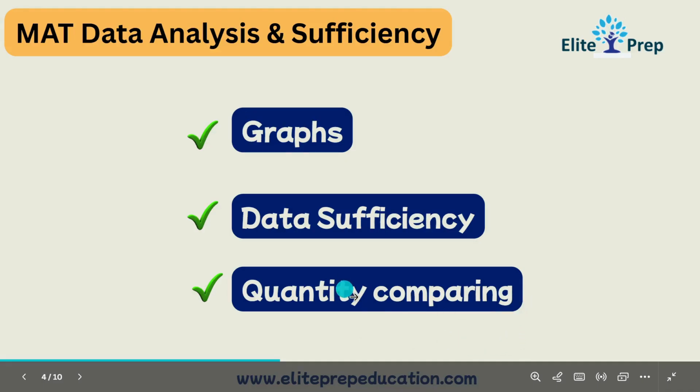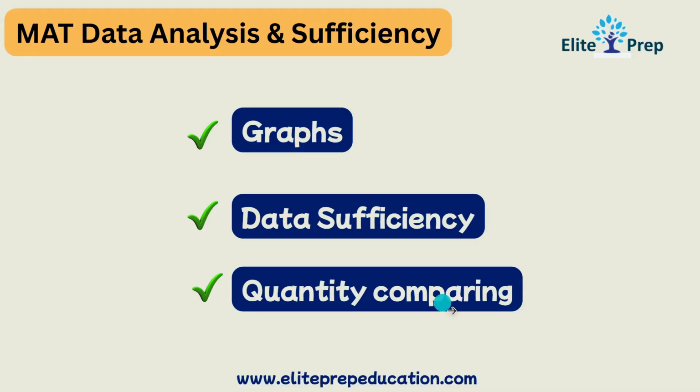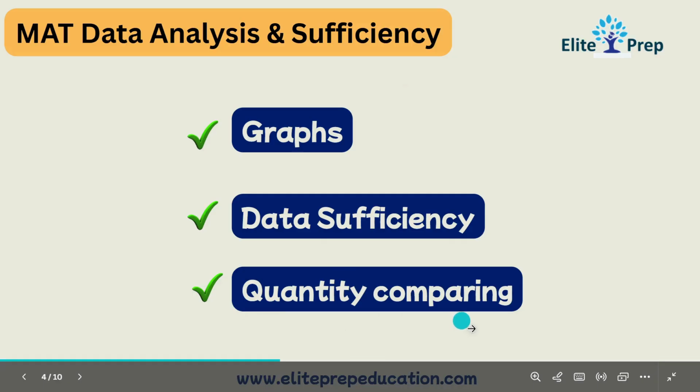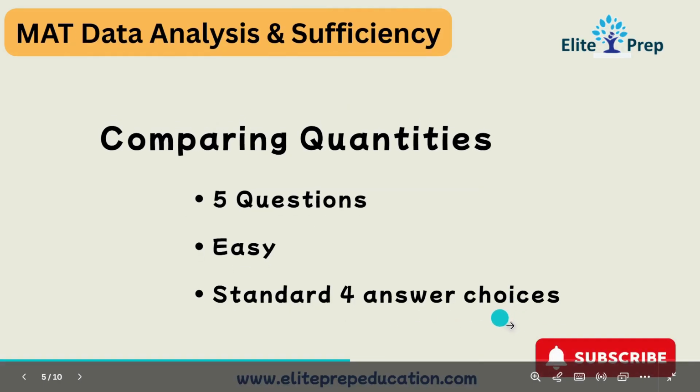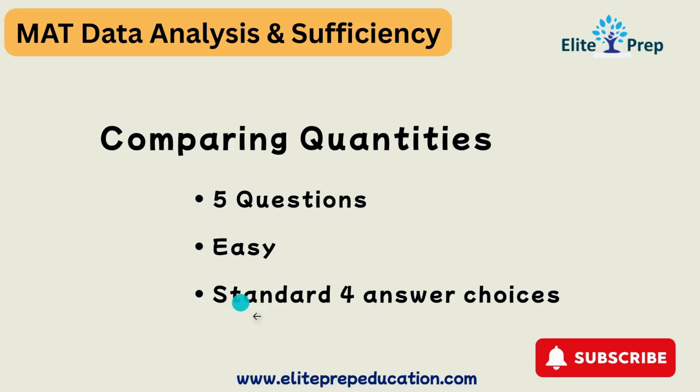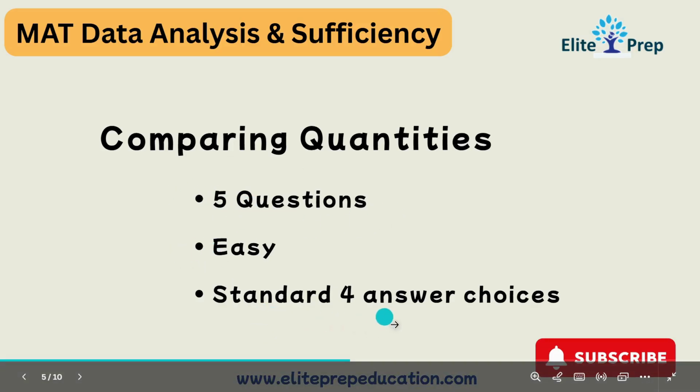This is one easy set of 5 questions. You can score very easily in this section. You should never miss this. Remember, whenever you go to data analysis and sufficiency, never miss these quantity comparing questions. These 5 questions are generally easy ones, and they take very little time as well. They have a standard 4 answer choices.